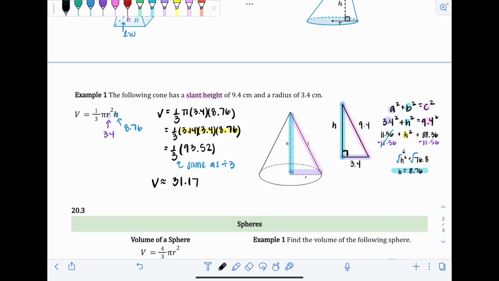31.17. And then this was given in centimeters as well, and then we found the volume, so it's going to be cubic centimeters. So volume equals 31.17 cubic centimeters. So I know that's a long problem. And then, like I said, the problem that gives you the slant height, these will probably be the most difficult version of finding the volume of a cone, because you have to find the regular height, from the center of the base to the apex, not just the slant height. So if you're given the slant height, you have to use the Pythagorean theorem to find the regular height.